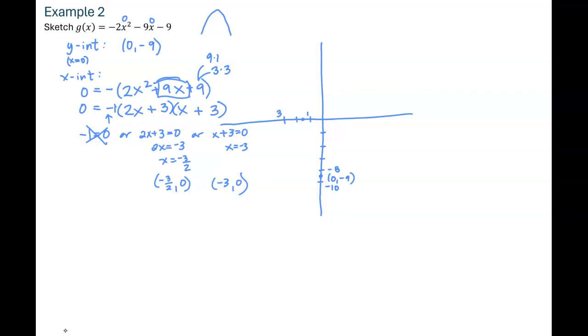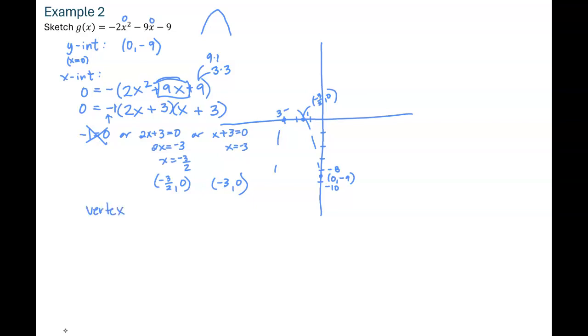So negative 3 halves is really negative 1 and a half. Okay, so this is negative 3 halves, 0. And then negative 3, 0. Okay, so I'm getting a pretty good opens-down picture in my head. Last thing I want to do is find the vertex.